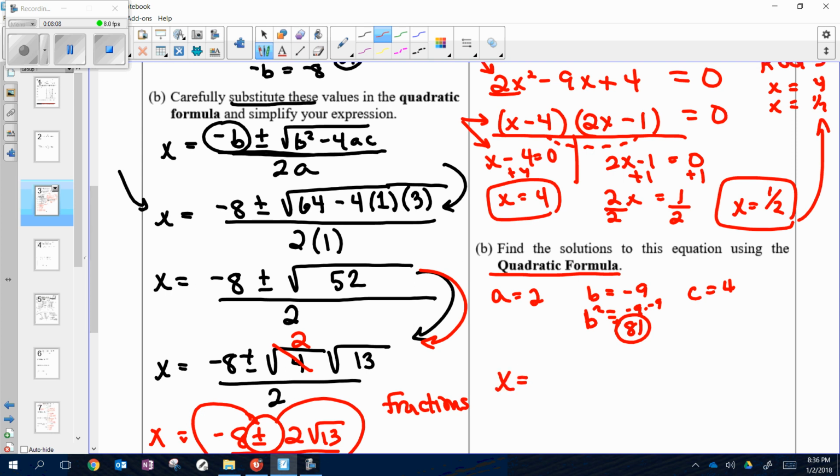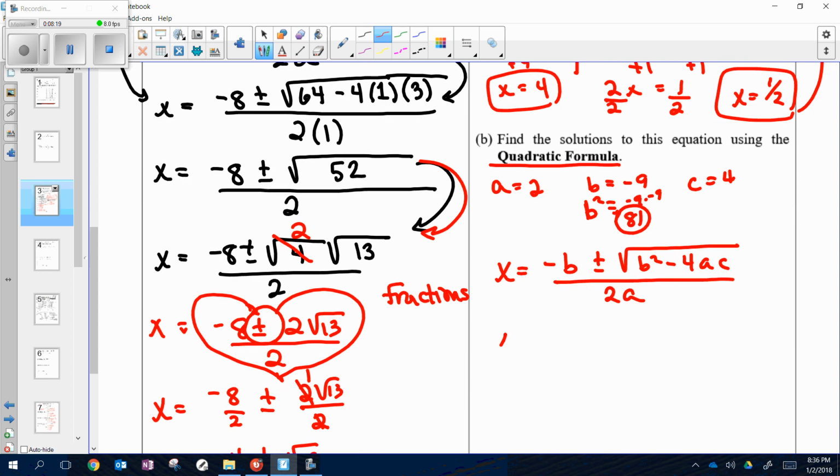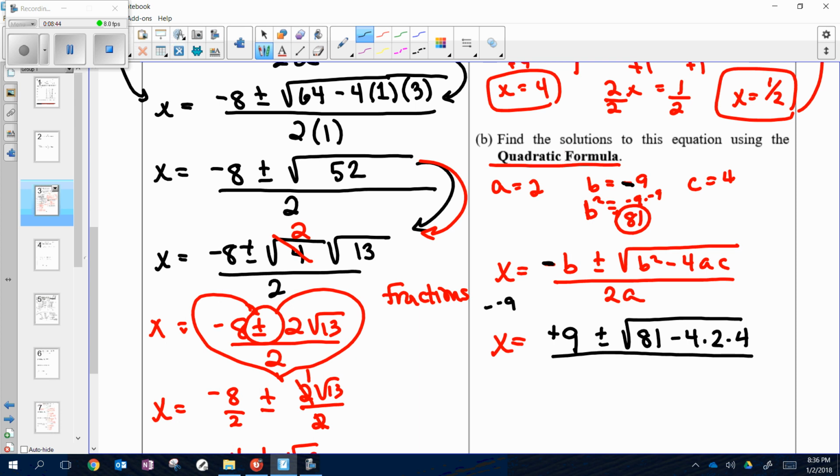We're using the quadratic formula. Sing it. X equals negative B plus or minus square root of B squared minus 4 times A times C all over 2A. And then plug in. You're substituting. Negative B means change the sign on B. If it was negative 9, it'll be positive 9. That's negative, negative 9. Positive 9. Plus or minus the square root of B squared. I already did that. It's 81. Minus 4 times 2 times C, which is 4. All over 2 times A, and A is 2.